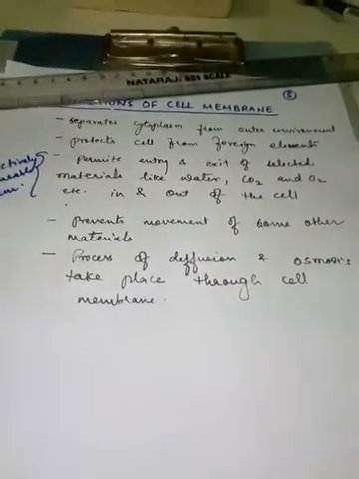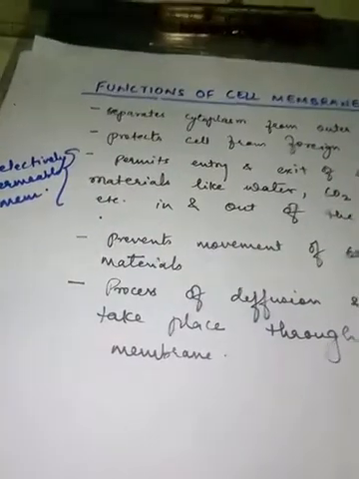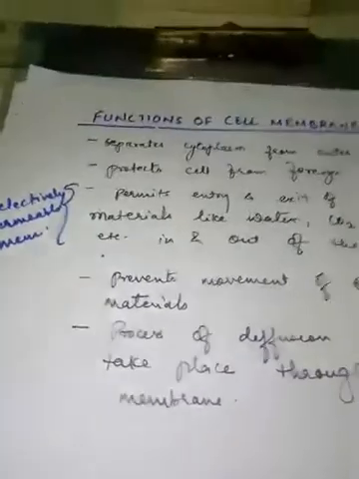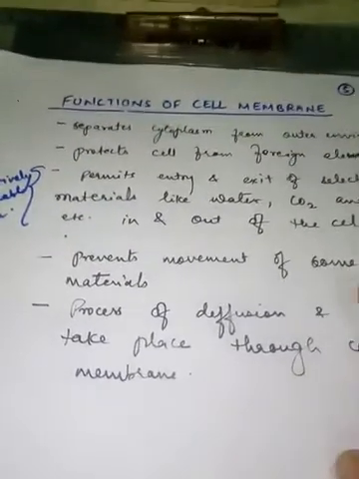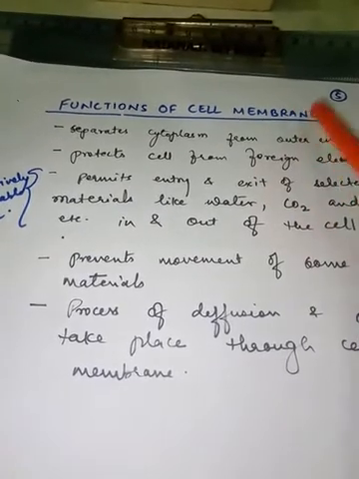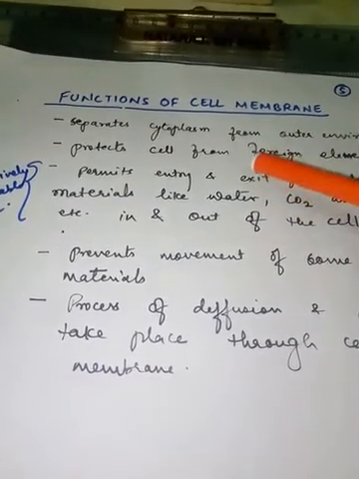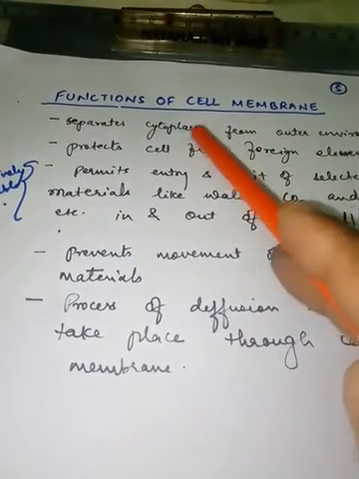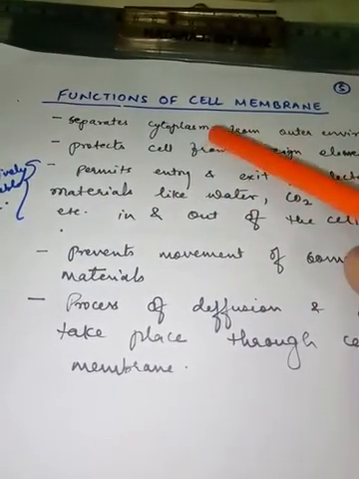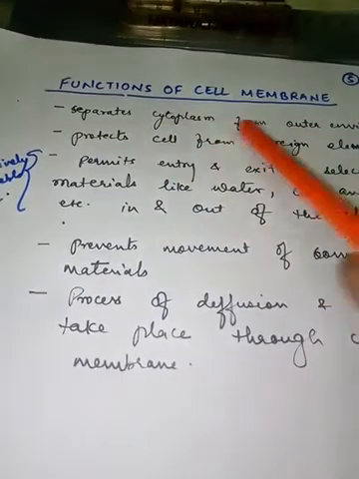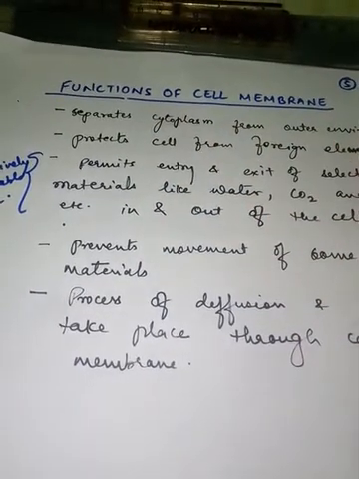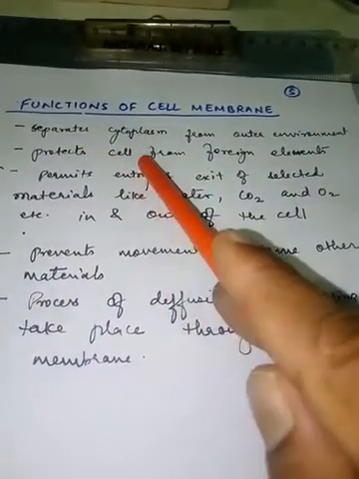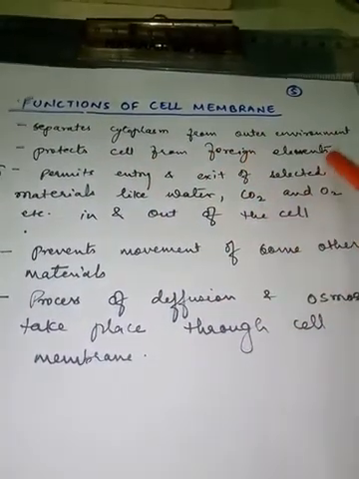Next thing which we will see in this plasma membrane topic is about its function. Now, functions of plasma membrane or functions of cell membrane can be summarized in few points, and we'll see one by one. First is, as we have done it right now, that it separates the cytoplasm from outer environment, and the next is it protects the cell from foreign elements.